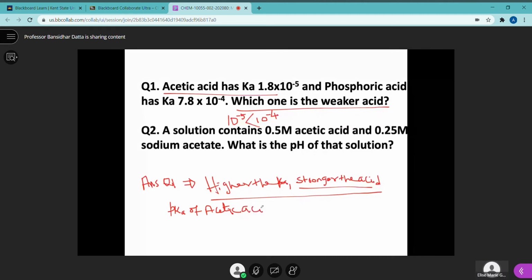So what's the pKa? When you take the negative log of Ka. That is correct. So negative log of this value. The pKa of acetic acid is negative log of 1.8 times 10 to the power minus 5. That is correct. Give me the value.